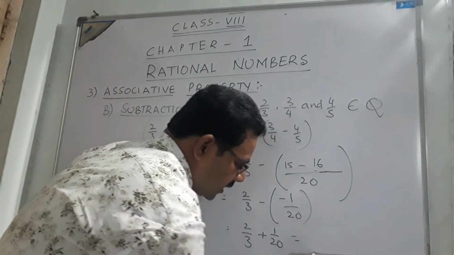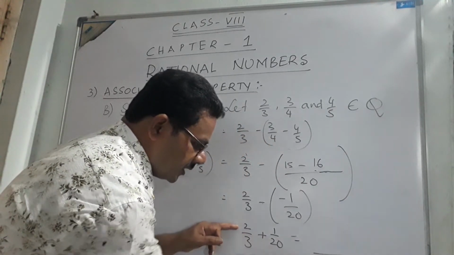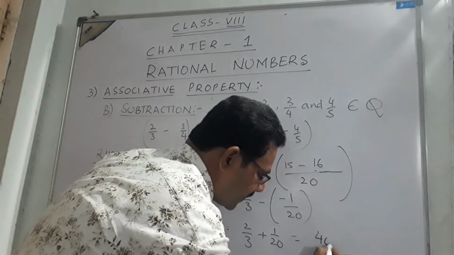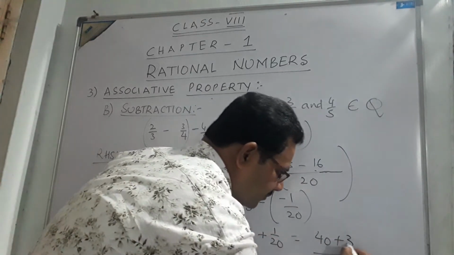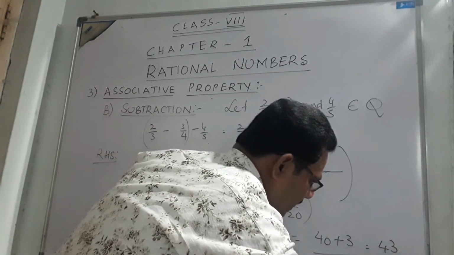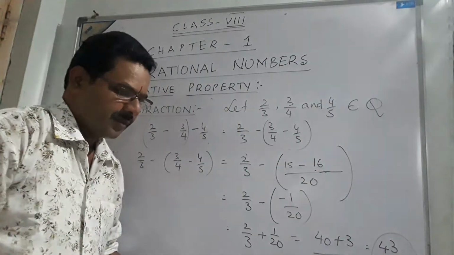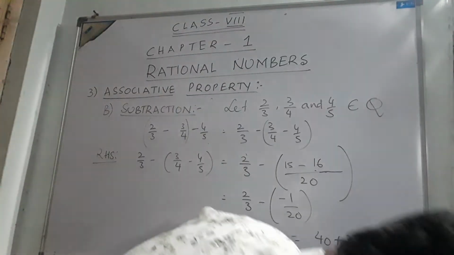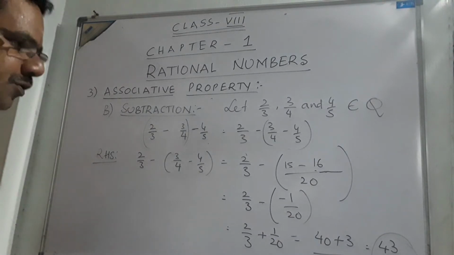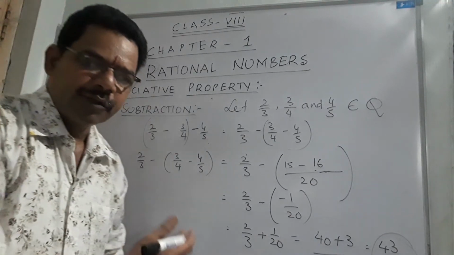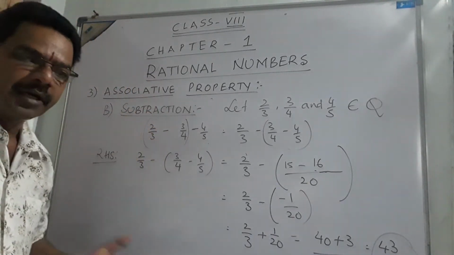This is equal to 20 and 3. 3 20s are 60, 3 20s are 60 and 3 20s are 60. 2 20s are 40. Plus 20 3s are 60 and 1 3 is 3. This is equal to 43 by 60. We got the answer 43 by 60. Okay. Now we have to check what value we got in the left hand side and the right hand side. Check whether these two are equal or not. If these two are equal, we can say the associative property is followed under subtraction in rational numbers.